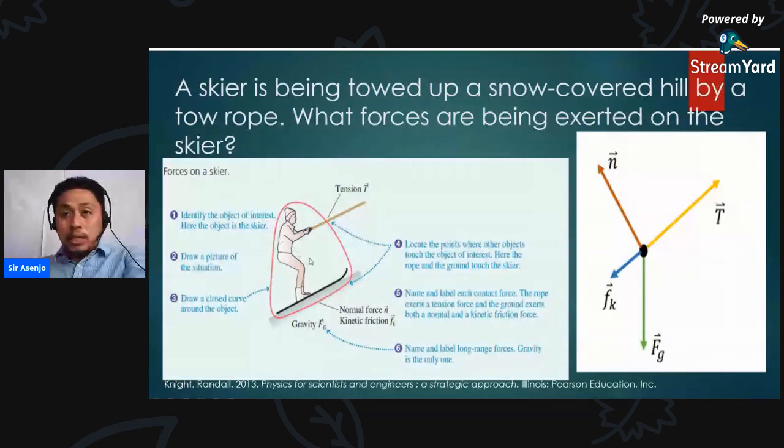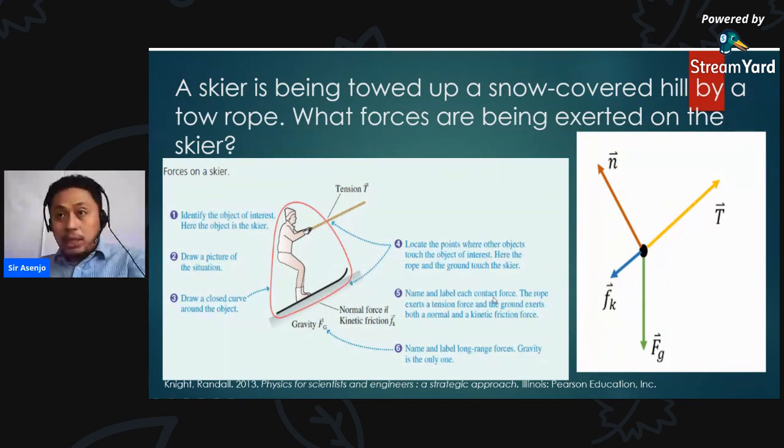Let's have this one. This is the rope and the hand of the skier. So we locate one object touching the object of interest. Our object of interest, remember, is the skier, this man. There is a point where an object touches the object of interest. In this case, the rope is touching the skier. Aside from the rope, there's also the ground touching the skier.